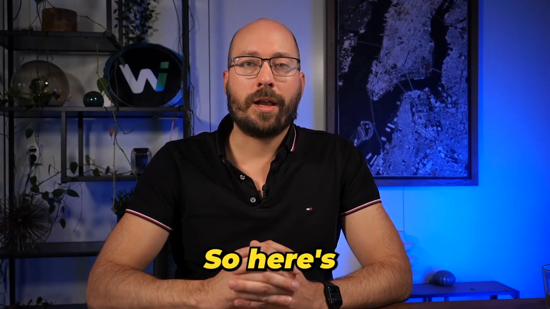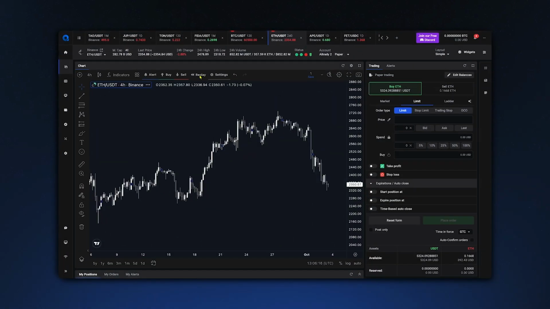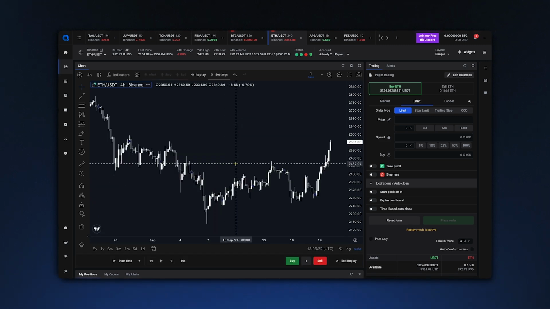Think of it as watching the game tape. But instead of sports, this is your financial future, but no pressure. So here's how it works. In Altrady, you have the replay button. Once you click the replay button, you can select the price in the chart. And boom, we're back in time, reliving the market's history.